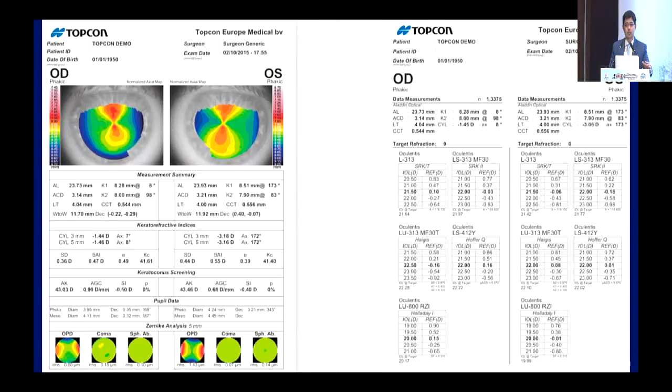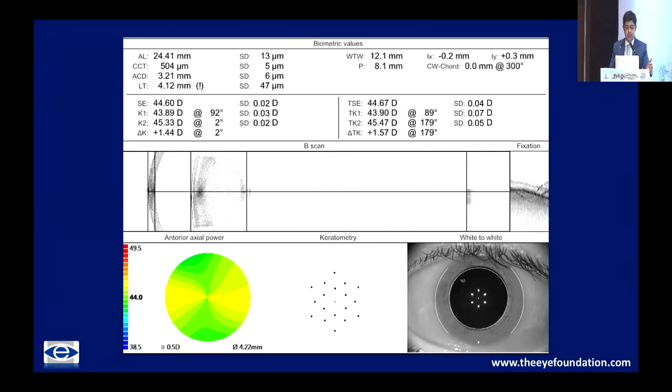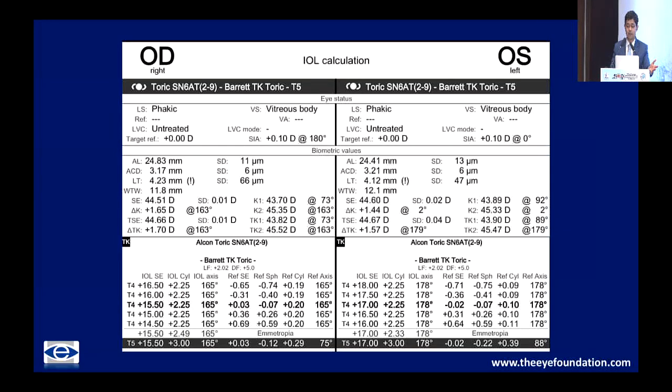The other devices, like I already mentioned, do provide some data. However, they are all more of Placido-based devices and are not really a replacement for a tomographic device. The Topcon gives it as well. You get it from the Lenstar and from the ILMaster 700. But these are all rudimentary images and don't really replace a topographer itself.